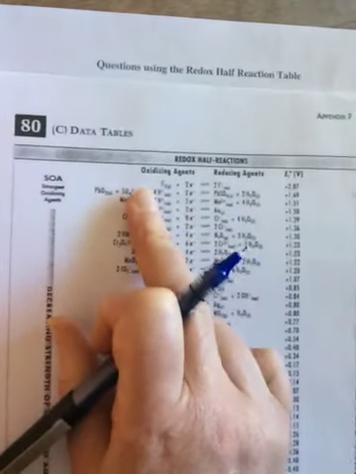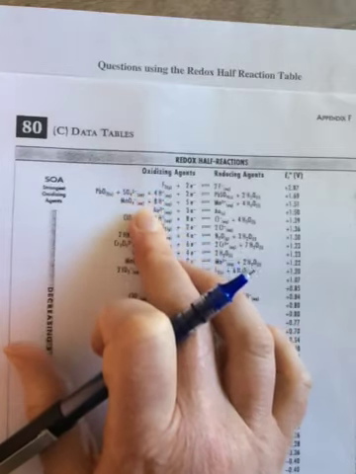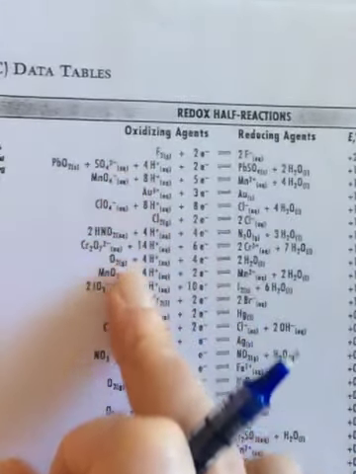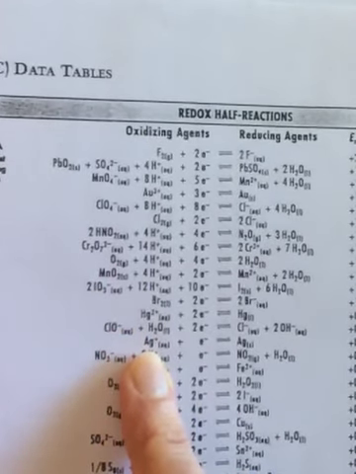So all you need to do is go to the table and find them. And it wants strongest to weakest, and they're oxidizing agents. So start on the oxidizing side and go down until you find them. So the first one you're going to come to is silver. So it's on the top.